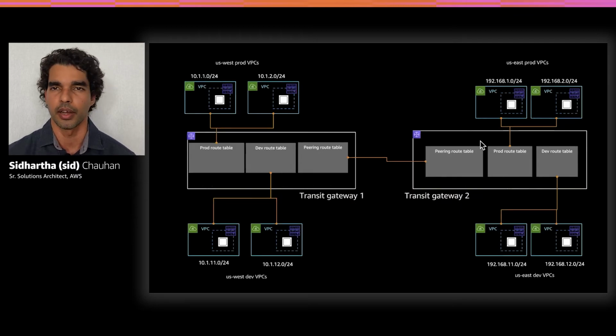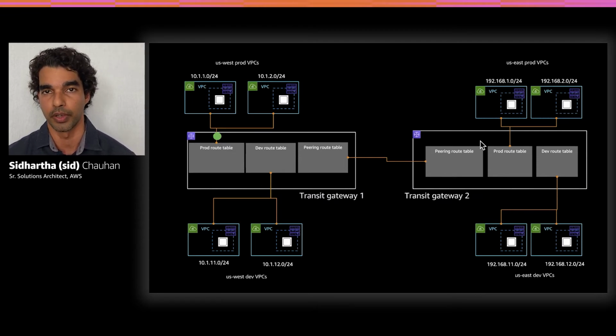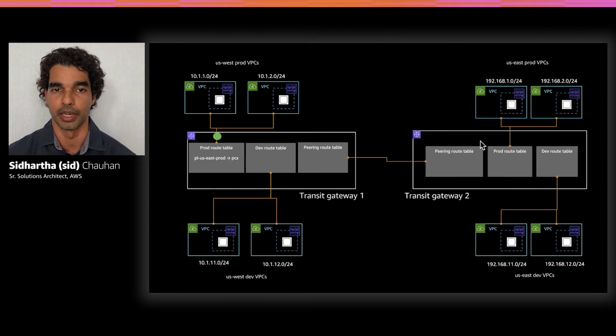Okay, now let's try and understand this by a step-by-step packet flow. So the packet originates in one of the prod VPCs, and it's destined for a prod VPC in the remote region. The traffic comes to the prod route table. Now, what was our scenario? If the traffic is destined for a remote region prod VPC, we want to send it over to the peering connection. So we add that route in.